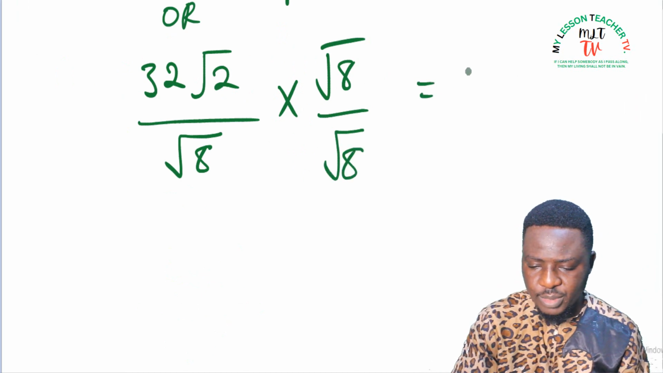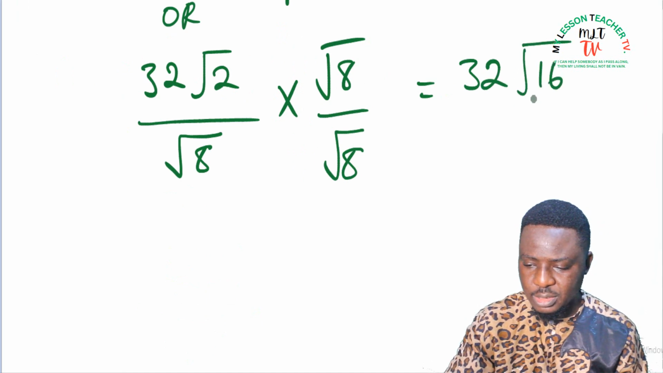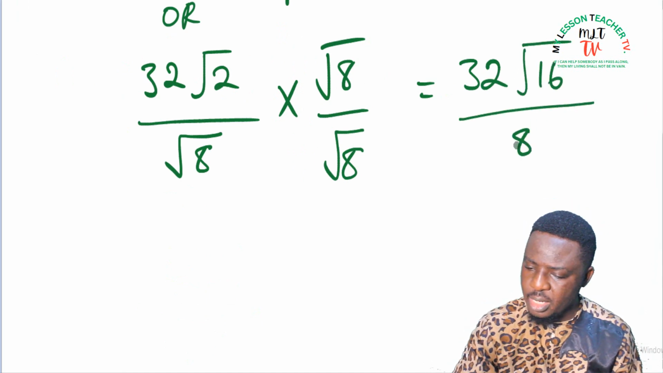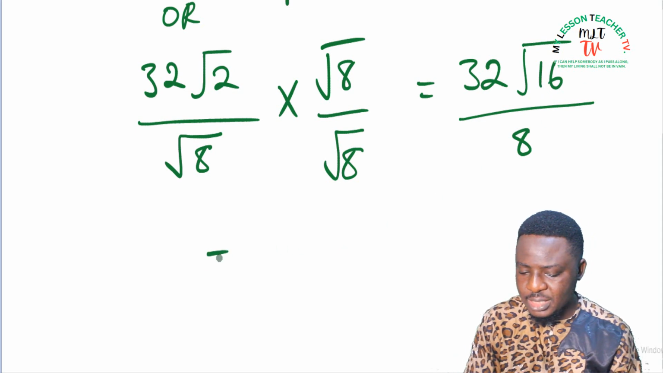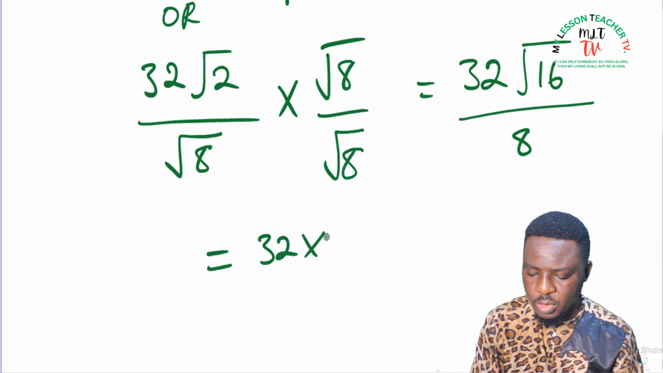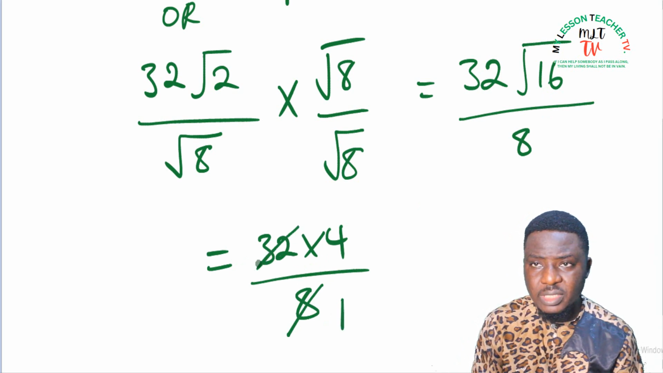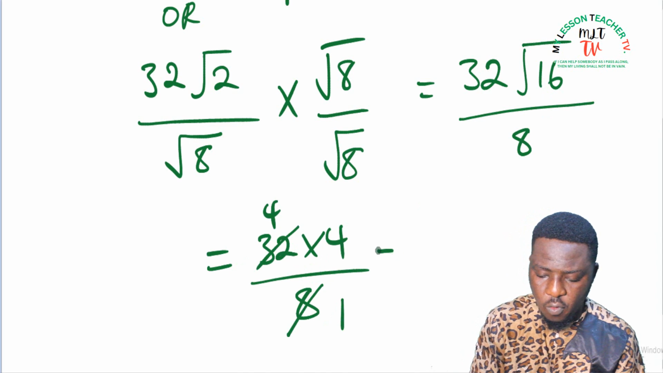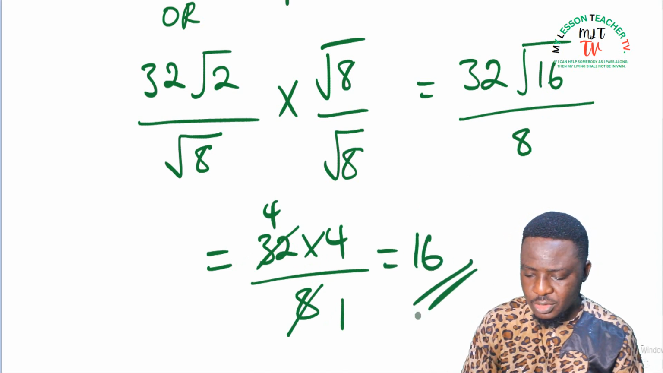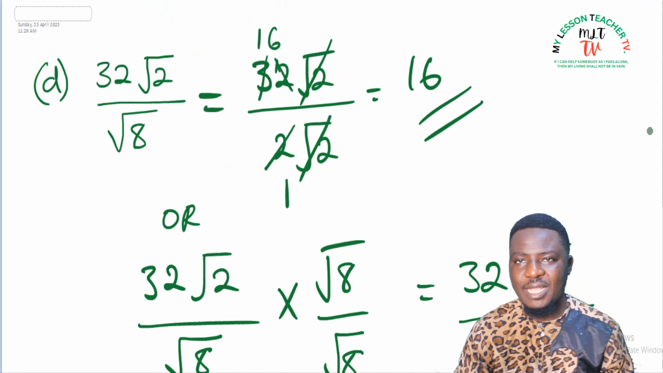Now this is going to give me 32 root 16 divided by 8, and root 16 is said to be 4. So we have 32 times 4 divided by 8. 8 into itself is 1, 8 into 32 is 4, and this is equal to 16. So you will see I arrive at the same answer, but this tends to be shorter.